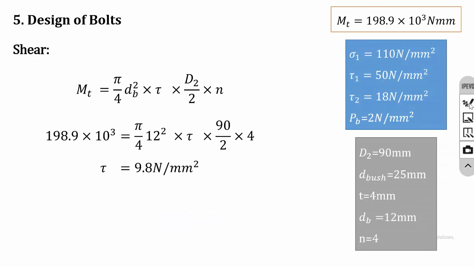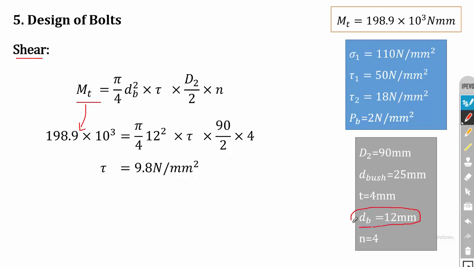Now the fifth step. This is the important step for the flexible flange coupling. The first one is considering shear. Write the equation Mt, substitute the value of Mt, pi by 4 dB. In the problem the dB value, that is the diameter of the bolt, is 12 mm. You can substitute that. Don't substitute the value of tau.